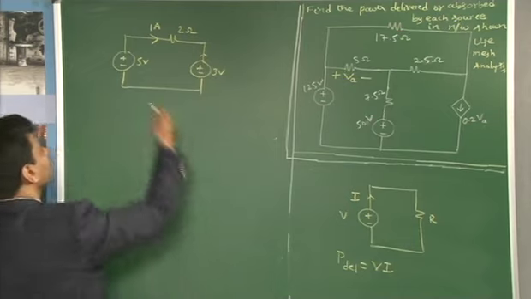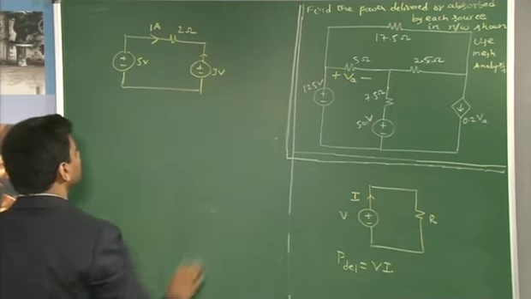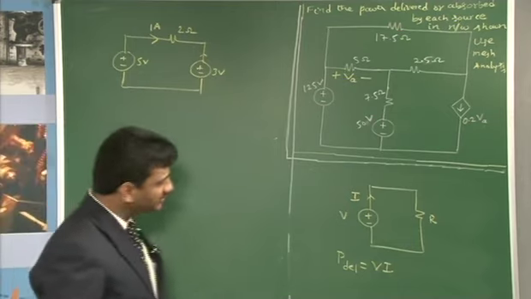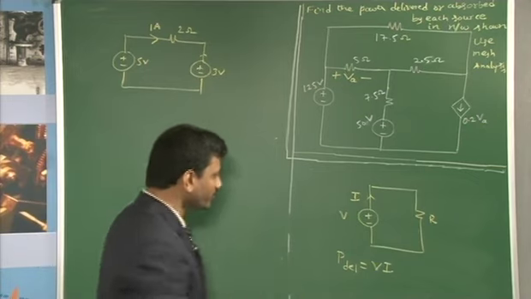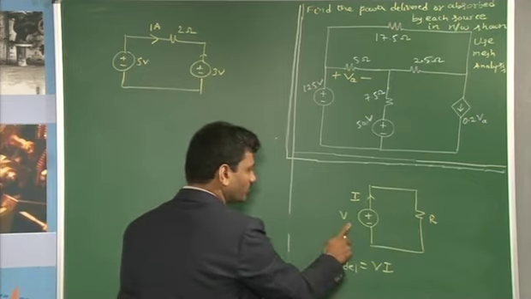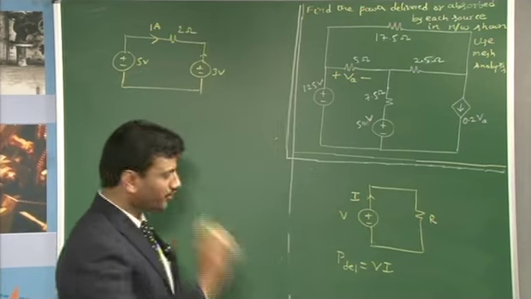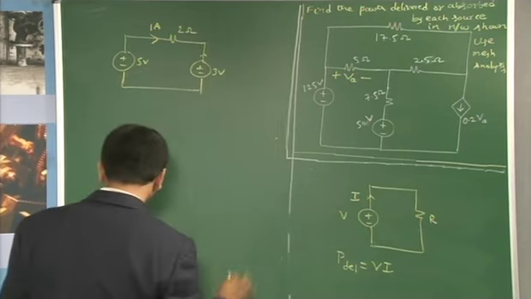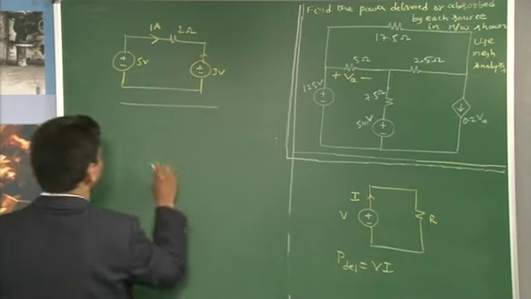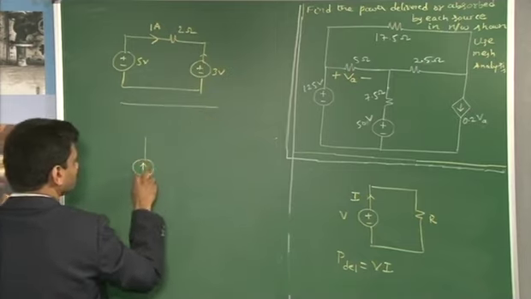So in this case, this is delivering the power, this is absorbing the power. And if you want to find the power delivered value by the source, you just multiply the voltage source value with the current that comes out of the positive polarity. This is what you have to remember in the case of a voltage source. Now, in the case of the current source, now this is the current source.